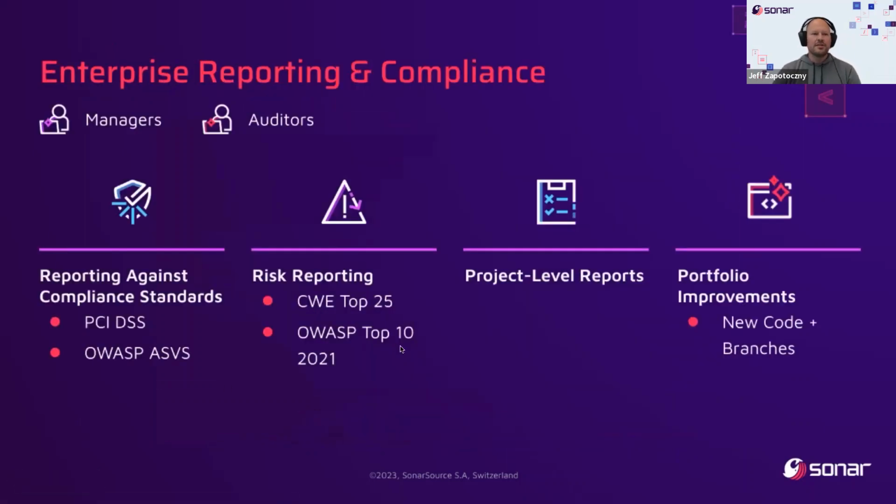All right. So to break down the enterprise reporting improvements that I mentioned earlier, it starts with a new dimension of reporting that we've added to our project and portfolio level security tabs, where you can see reporting against compliance standards. So we've got dedicated tabs highlighting the PCI DSS, as well as the OWASP ASVS compliance standard. So you can refine the version of the standard or the level of detail that you're looking for and see where the issues in your project stack up against those particular standards.